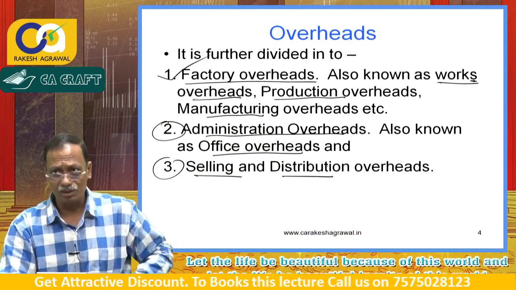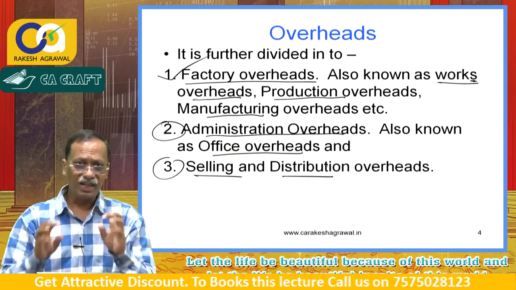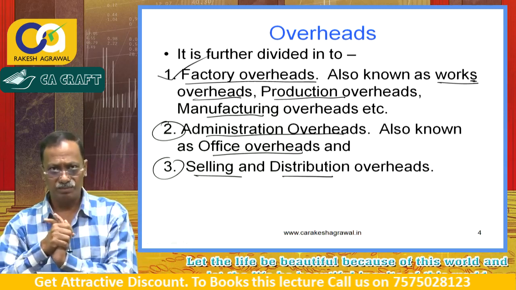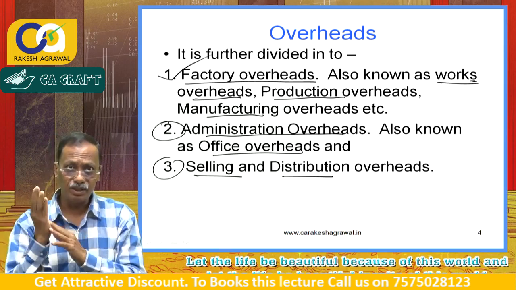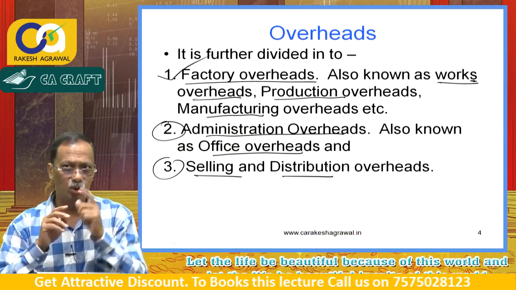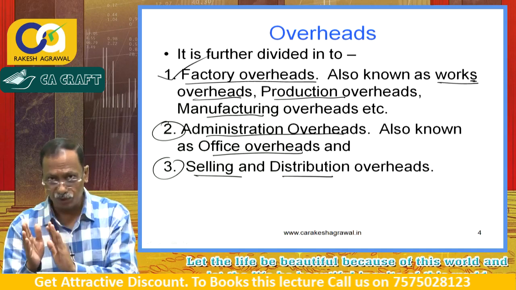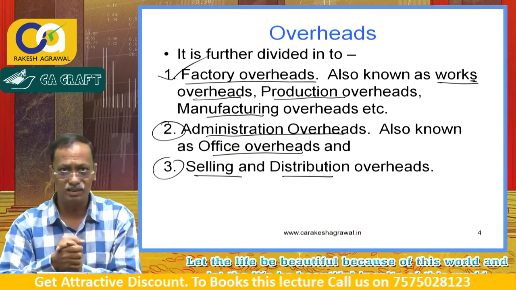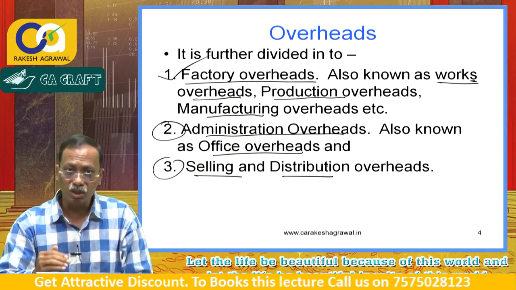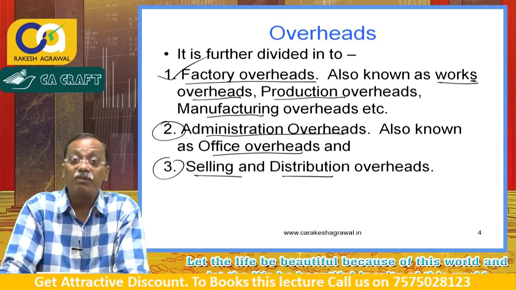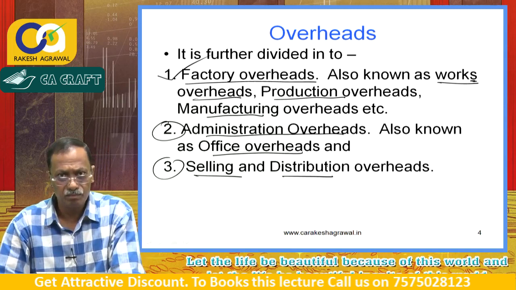Now let's see few examples, though you know it much better from your intermediate knowledge. If I take depreciation as an item of cost, depreciation of assets is an indirect expense, all of you are aware. If I take depreciation of plant and machinery, it will go to factory overheads. If I take depreciation of office furniture, office computer and office ACs and office equipment, it will go to administration overheads. If I take depreciation of delivery van in which we distribute our finished goods, then it will go to selling and distribution overheads.